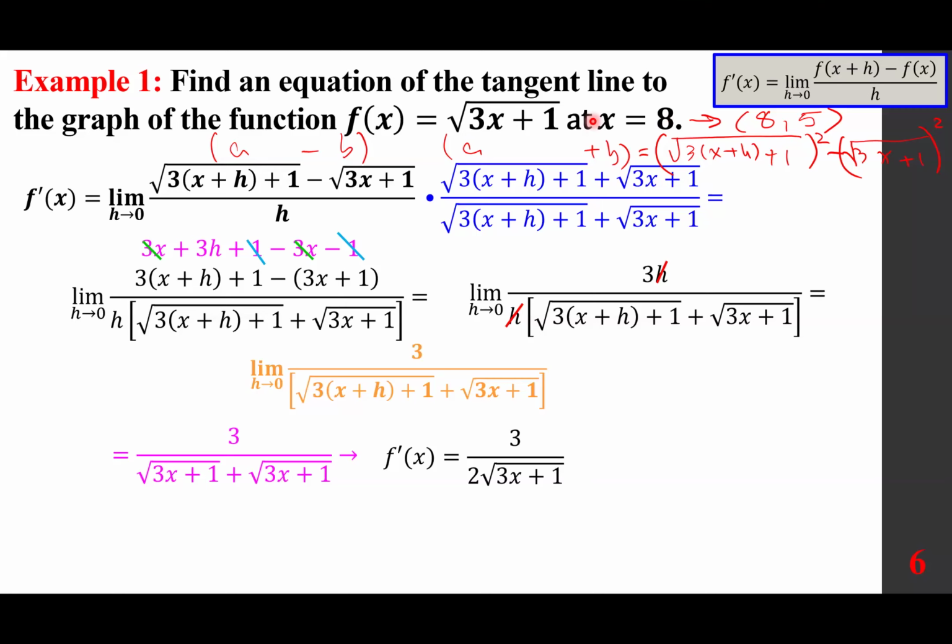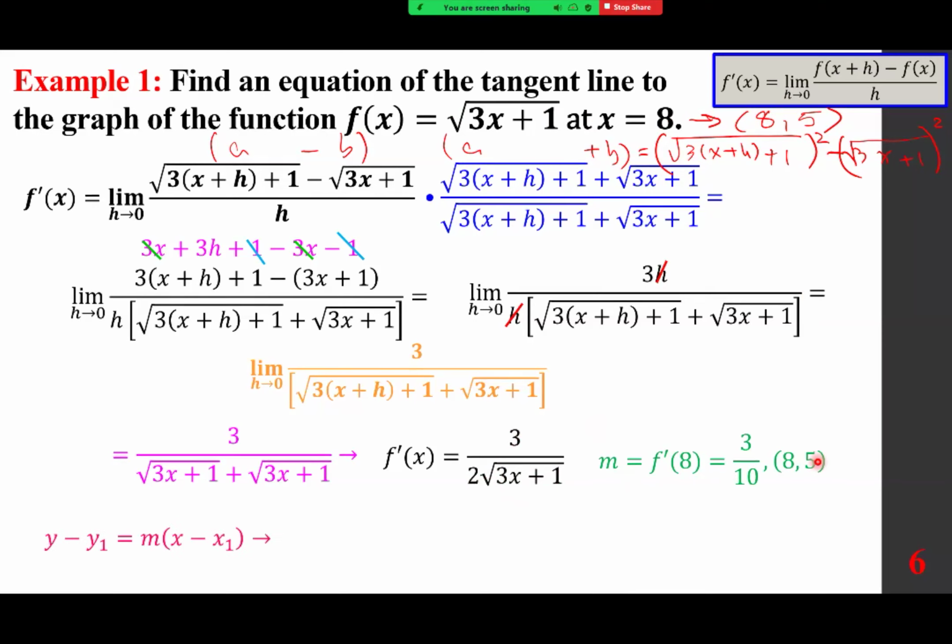So what is f prime of 8? Remember, we plugged in here, we got 5, right? So if you plug in here, you get 5. 2 times 5 is 10. 3 over 10 is your slope. So plug in 8, you get 25. Square root of 25 is 5. You get 3 over 10. And the pair, I showed you that it's 8, 5.